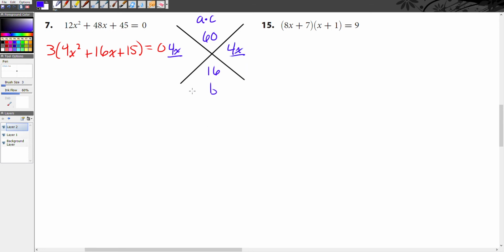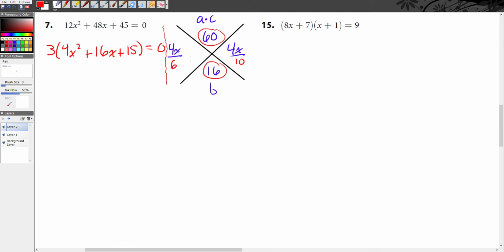Now, what are two numbers that multiply together to make 60 and add together to make 16? And you guessed it, that would be 6 times 10. 6 times 10 is 60, and 6 plus 10 is 16. So now I have here 4x over 6. So there's no confusion here.